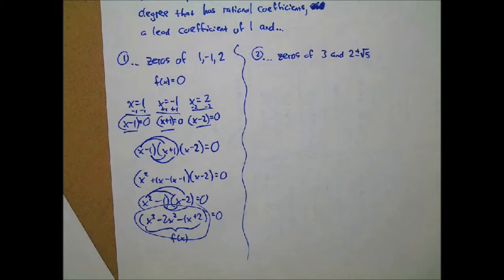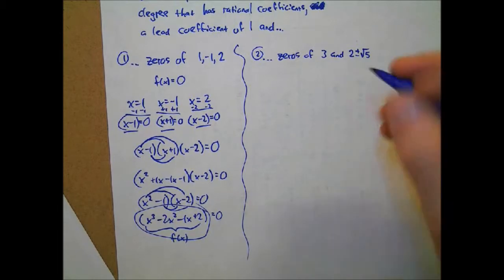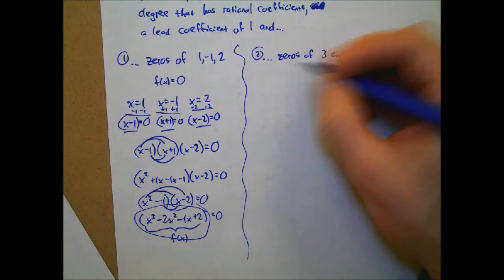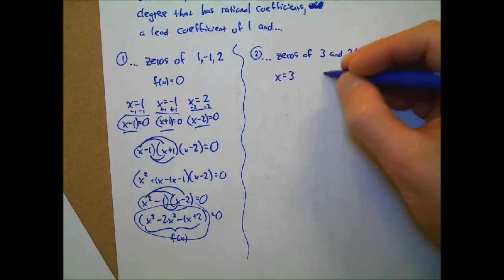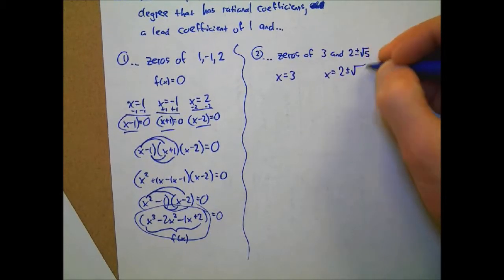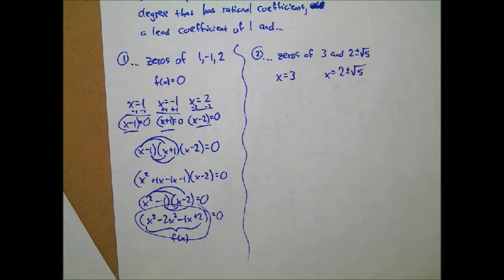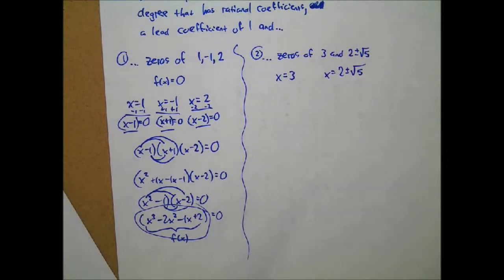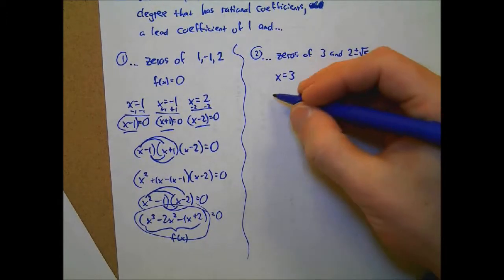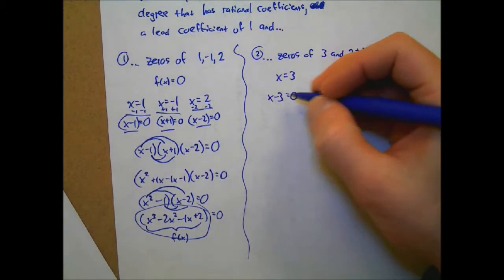Okay. What if we had these as zeros? What would we do here? Again, we're going to take these answers. So we have x equals 3 as one of our answers, and x equals 2 plus or minus the square root of 5 as another answer. What factor gives us 3 as an answer? X minus 3. That one's easy enough, so there's one of our factors.